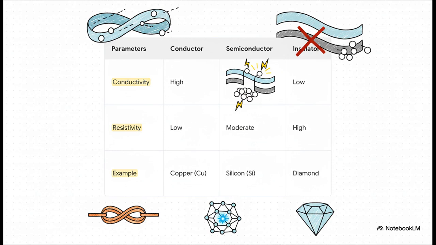In a conductor, like copper, the floors actually overlap, so electrons can just wander between them, no problem. In an insulator, like a diamond, the gap is massive. It's like the floors are miles apart. The electrons are totally stuck. But a semiconductor, that's the sweet spot. The gap is small enough that if we give an electron just a little bit of a push, a little energy, it can make the jump. And that is where we get our control.